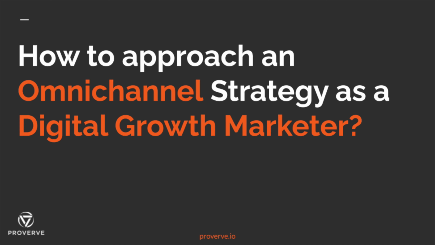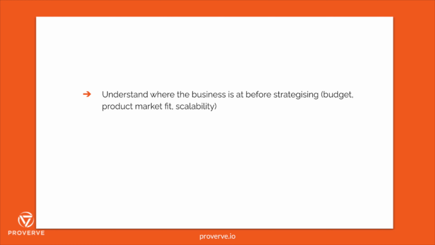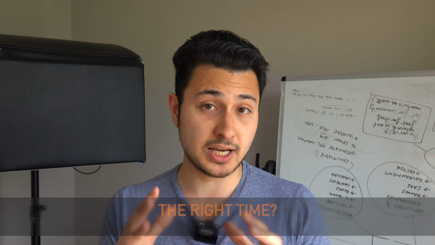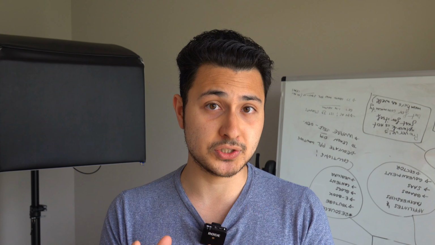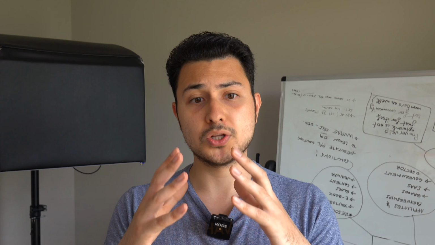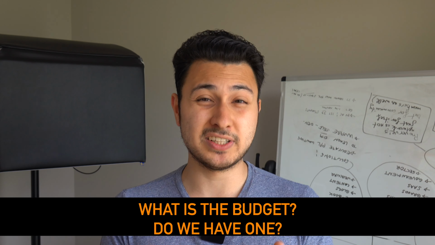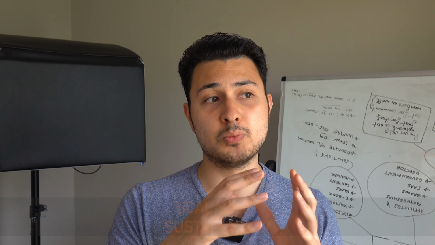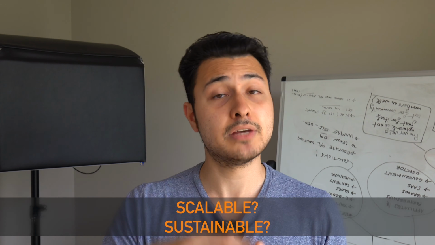How do you approach an omnichannel strategy as a digital growth marketer? You first need to practically understand where the business is at. So, understanding: do we have the right product for the right audience? Is it the right time to deploy this omnichannel strategy? Is there a product market fit already, or are we still trying to figure that out? What's the budget we're going to use? Do we even have a budget to test out different campaigns and different messaging, to see if this omnichannel approach is actually scalable and sustainable?